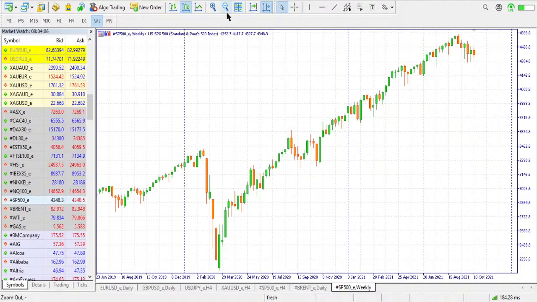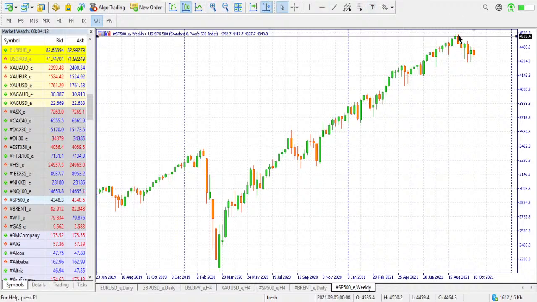The next chart is SP500. So with the SP500, I expect buyers to come in strongly. So the price is around the previous week's opening price. You can see that it's actually below the previous day's opening price, which means this is a good place to be looking for a buy from.